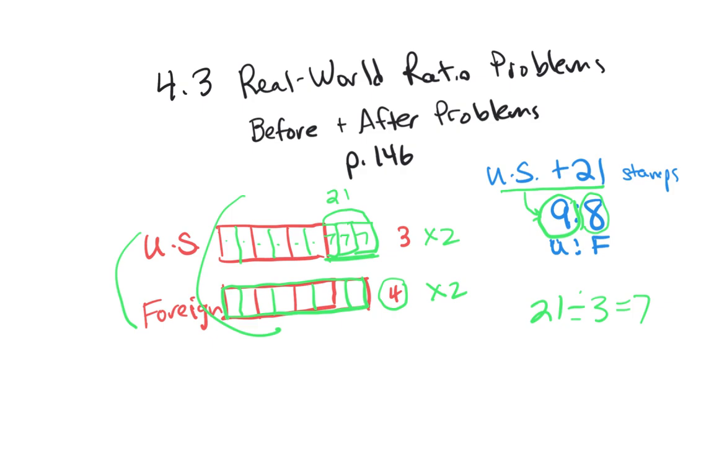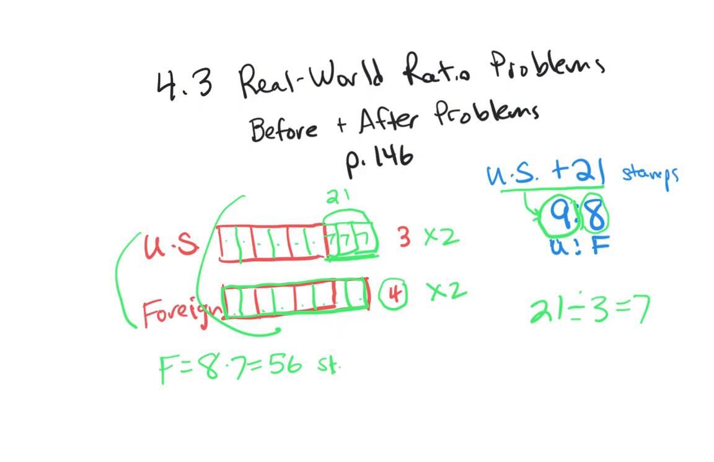Now, question A says, how many foreign stamps did Sam have? There is a total of 8 sections here worth 7 each. So the foreign is 8 times 7, or 56 stamps. I'm going to put ST for stamps.